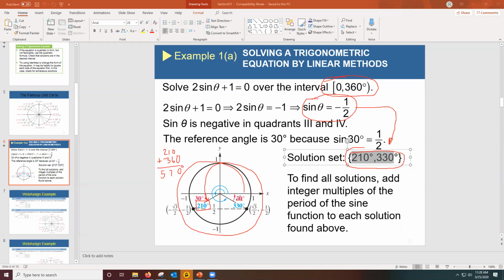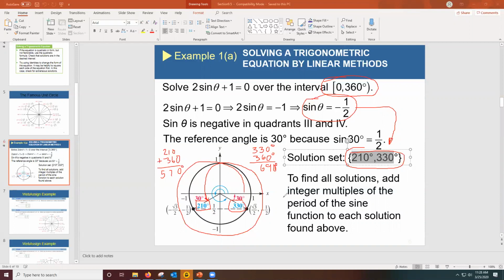The same thing for 330. I could rotate all the way around the unit circle, a full rotation, and then go back to that 330 degree position. So technically, another valid answer to this question is 690 degrees.